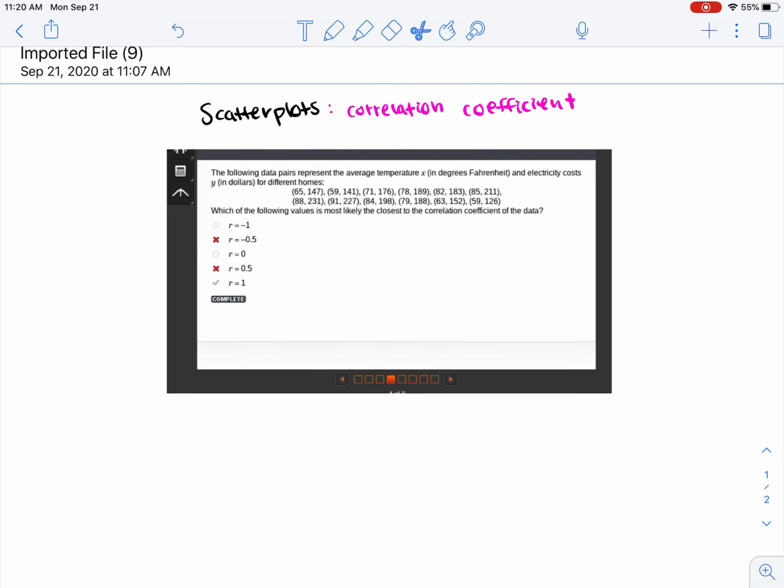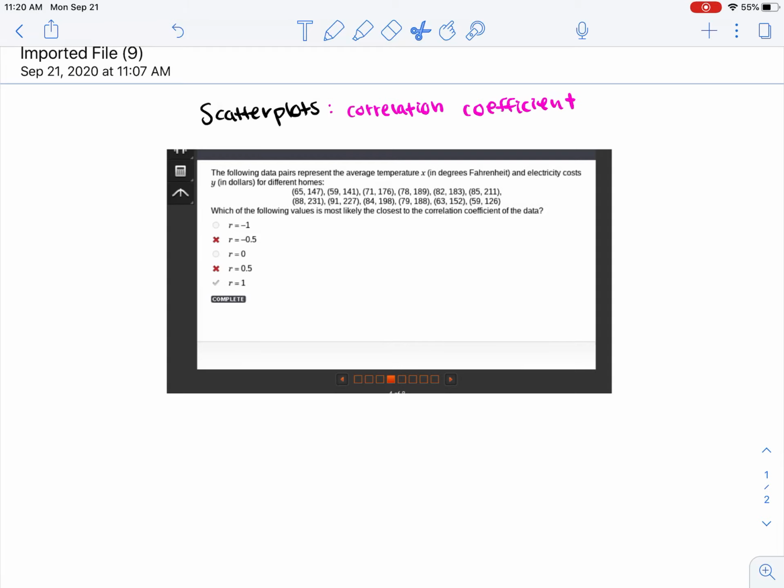So here's a question on the section of scatter plots. It's on the topic of correlation coefficient. So here's the question. The following data pairs represent the average temperature X in degrees Fahrenheit and electricity cost Y in dollars for different homes. And then there's the list of points. Which of the following values is most likely the closest to the correlation coefficient of the data?